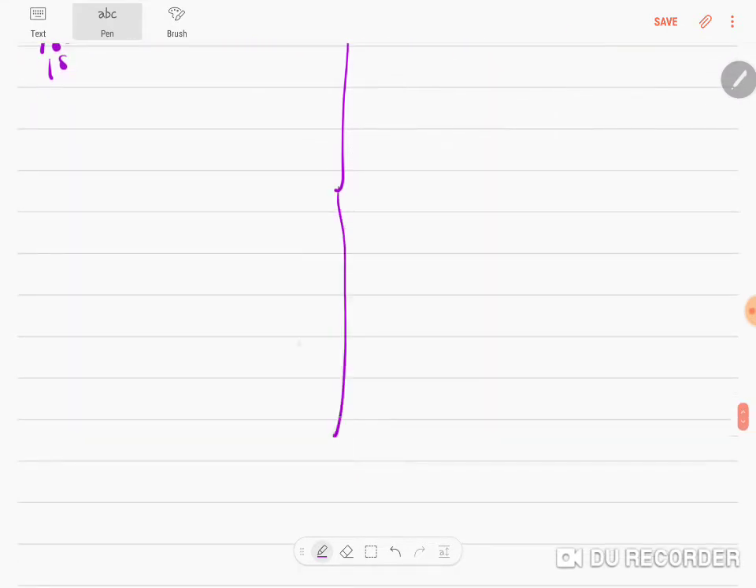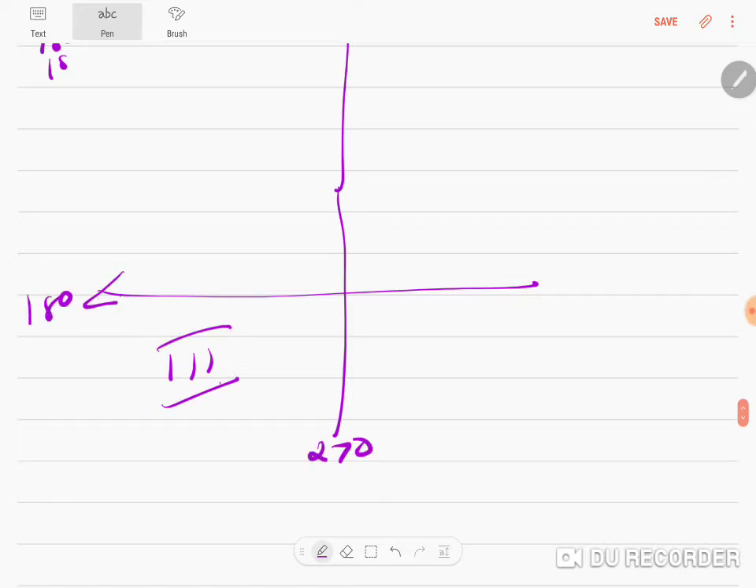Similarly, if you want to find an angle in the third quadrant, this is 180 and this is 270. You can either add to 180 or subtract from 270. 180 plus 30.